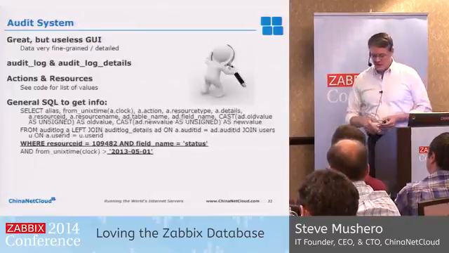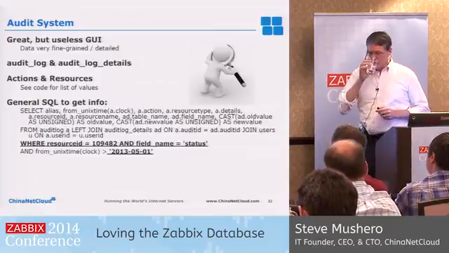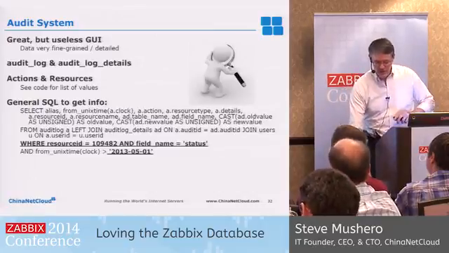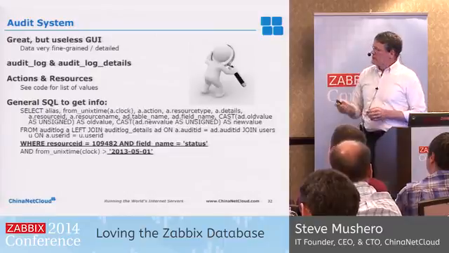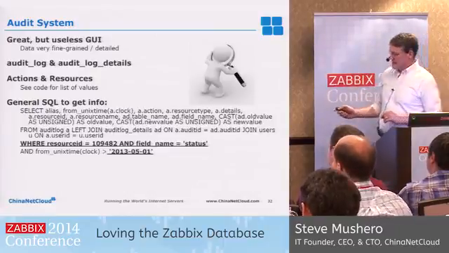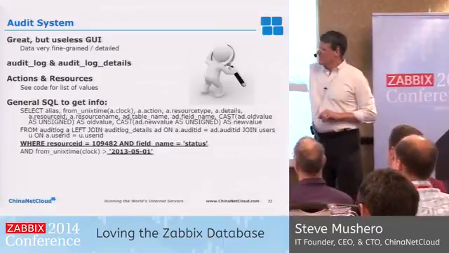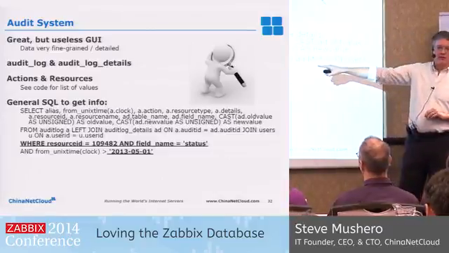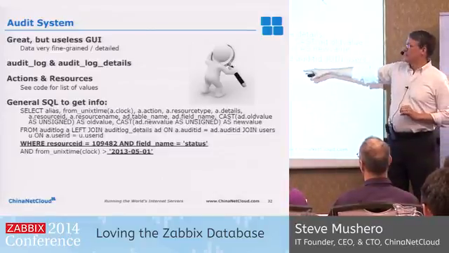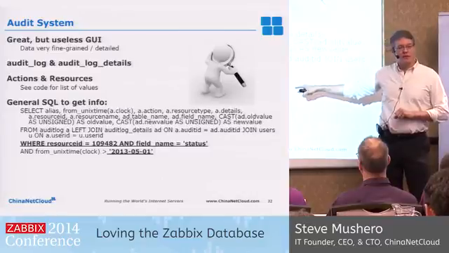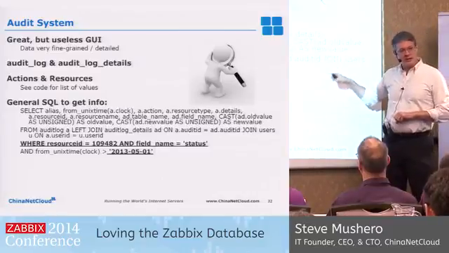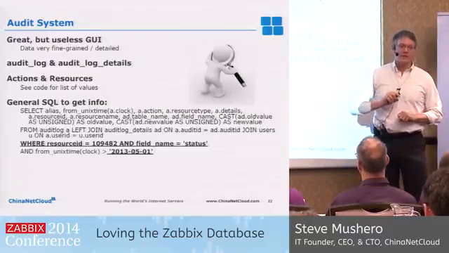The audit log, as I mentioned yesterday, is not that great. The audit log is great. The UI is not. This is some SQL that sort of gets things out. What I'm interested in is this trigger, resource ID 109482. Here in the status, somebody disabled this. I want to know who did that.